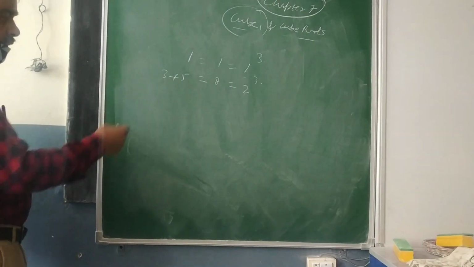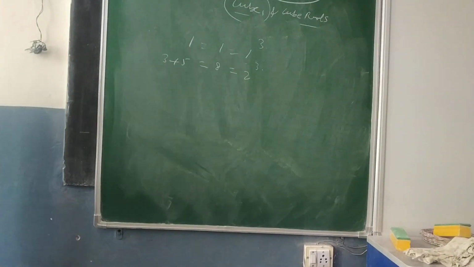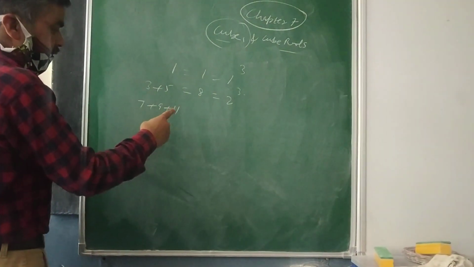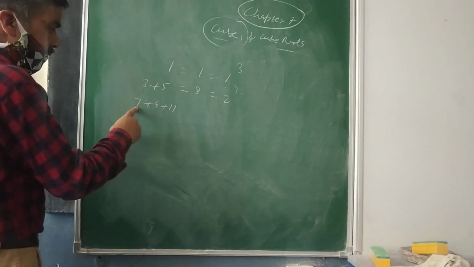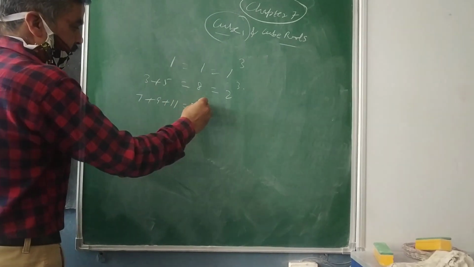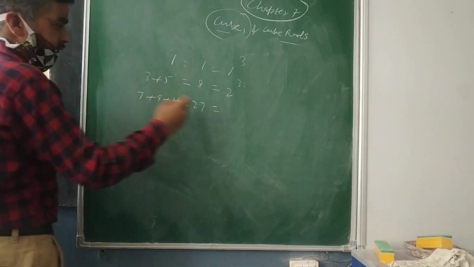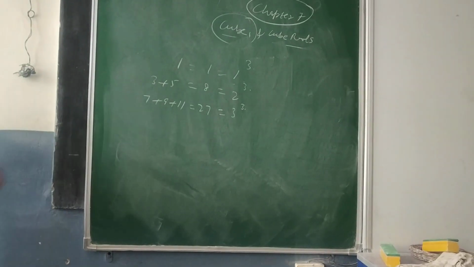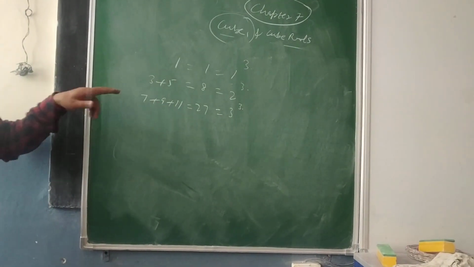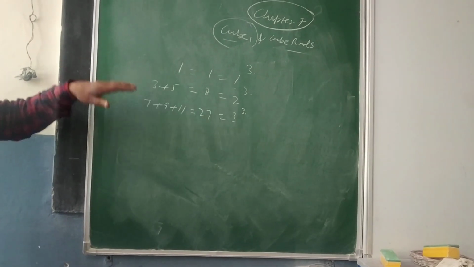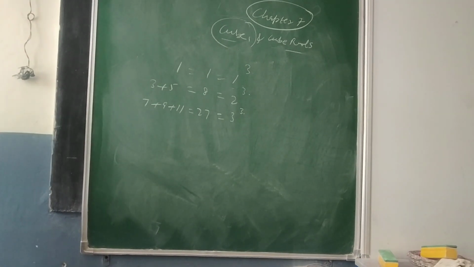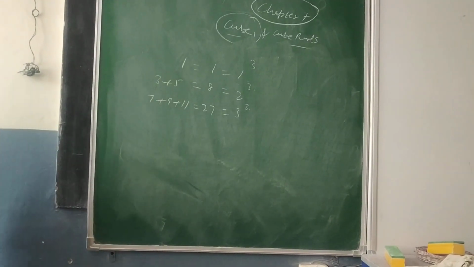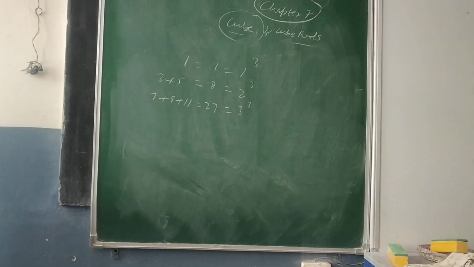Now take the next 3. Next 3 are 7, 9 and 11. 11 and 9 is 20 plus 7 is 27. And how many numbers are there? 3. So cube will be 3 cube. And so on, you keep on trying. The next one, after 11, is 13, 15, 17, 19. So you will see the sum is equal to 64 and that is the cube of 4. So this is the order you can follow.